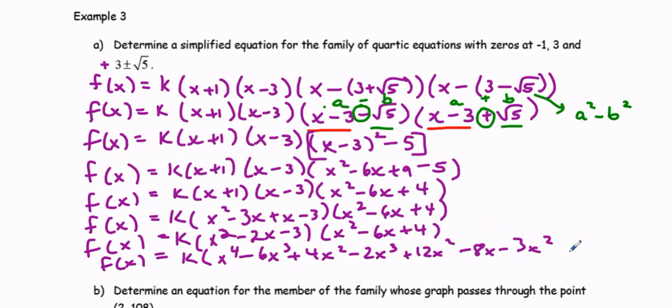Where am I? Plus 18x minus 12. So a trinomial times a trinomial should give us 3 times 3, 9 terms. 1, 2, 3, 4, 5, 6, 7, 8, 9. One way of checking. And then you're just going to simplify that. Gather any like terms. So you have only 1x to the fourth term.